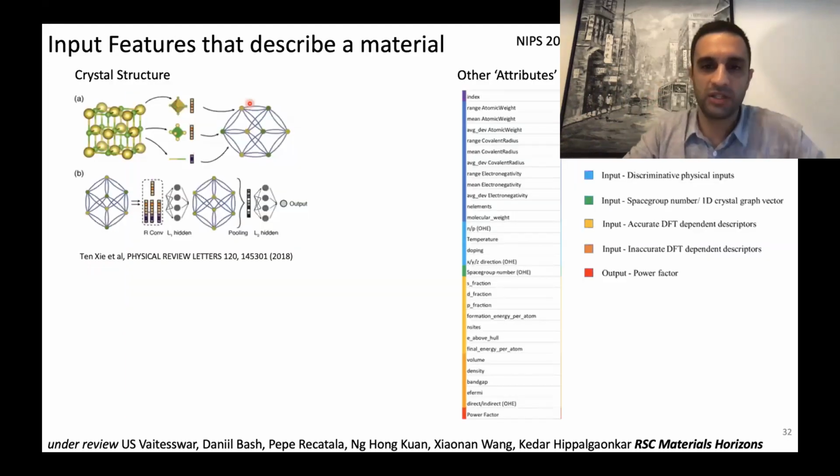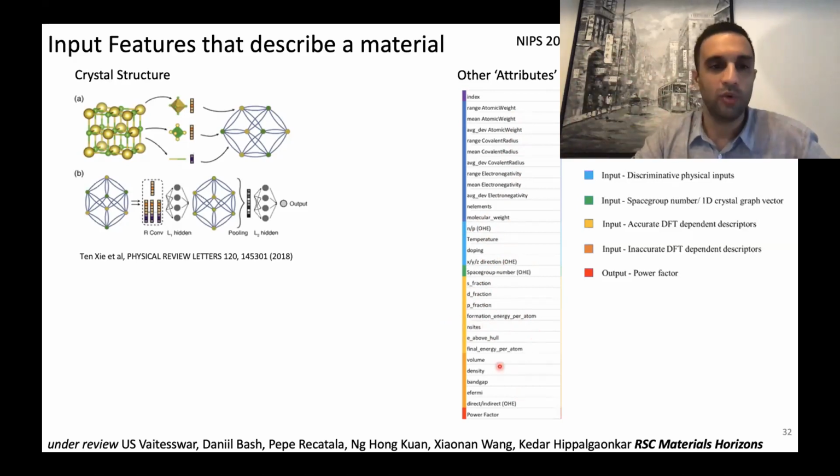What we did was we actually took other attributes that are not captured in this particular graph model, right? So there are certain DFT dependent descriptors, and there are other independent descriptors as well. So we looked at, for example, the range of the atomic weight, the covalent radius, what tells you about the binding within the crystal itself, the electronegativities, of course, the doping level, the temperature, which crystal direction you're looking at, and other things that you can calculate from DFT, like what is the SPDF fraction within the conduction or valence band, the formation energy per atom, the number of sites in the unit cell, the energy above the hull, which tells you about the stability, etc.